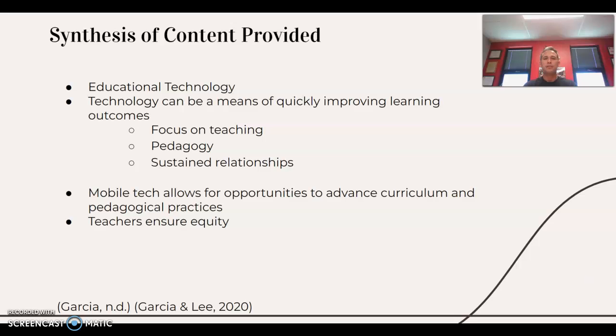Continuing again with more synthesis of content that was provided. So looking at educational technology. That's any tool, equipment, or device, electronic or mechanical, that can help students accomplish their specific learning goals. Then technology can be a means of quickly improving learning outcomes. It allows teachers to focus on teaching, the pedagogy, building those sustained relationships.